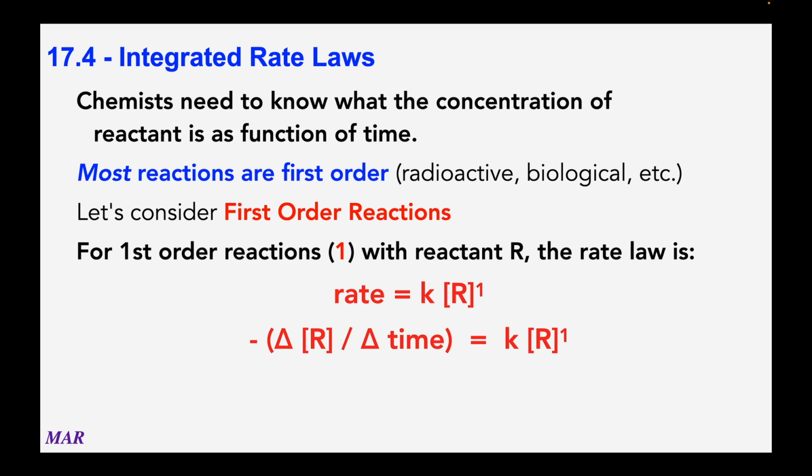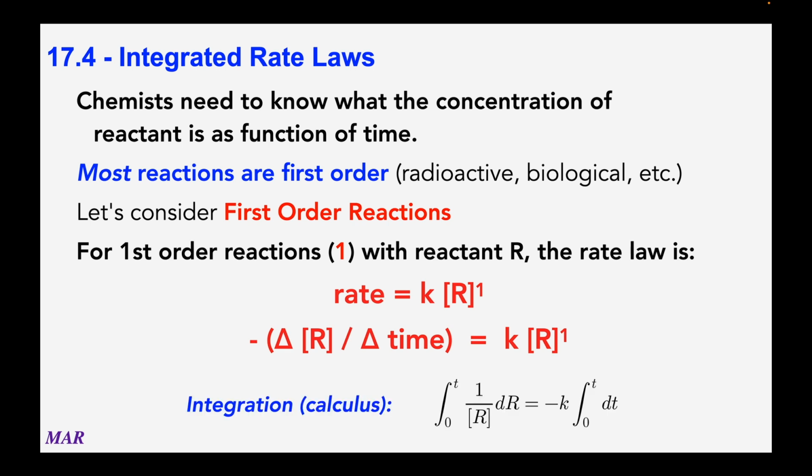a pretty helpful equation. So in a first order reaction, rate equals K times some reactant to the first order. That's what it means to be first order. They've got a little superscript 1 right there. Well, rate was equal to the change of the concentration over time, and because it's a reactant, we'll put a negative sign in front of it. So negative parentheses delta R over delta time equals K times R to the first power.